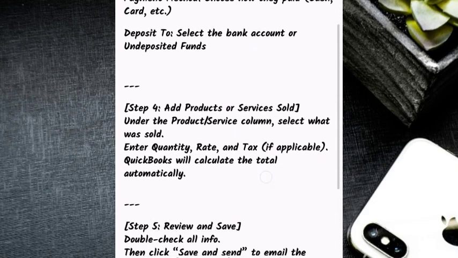Step 4 is to add products or services sold. Now under the product or service column, you want to select what was sold. Enter quantity, rates, and tax. QuickBooks will calculate the total automatically.